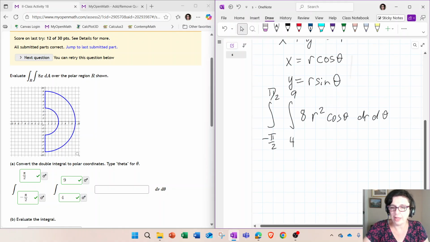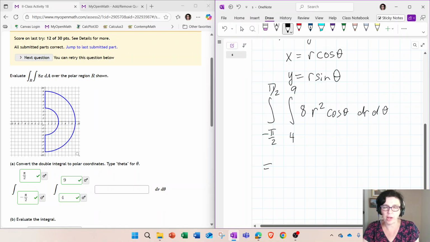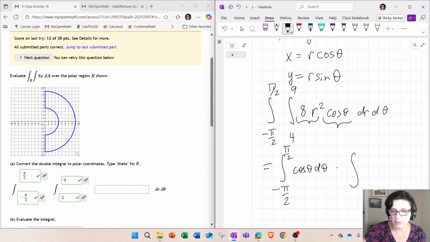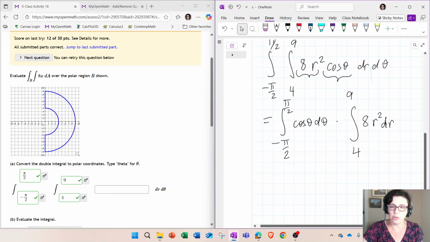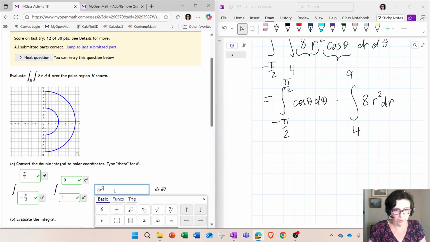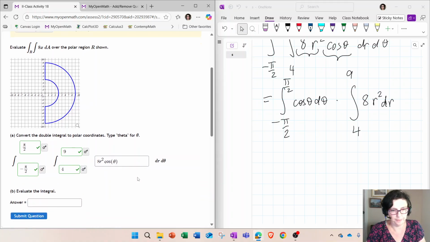All right, so why can we split here? Whenever you have a product of just the r and just the theta, and also the limits are numbers, so the limits cannot have variables, then you can split the integral. So this is going to be cosine theta, the theta part, multiplied by just the r part. That's going to be 8r squared, and r changes from 4 to 9. And then you just multiply the results. Let me just type that r squared cosine theta in here.